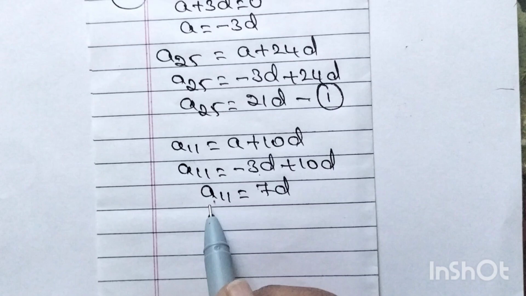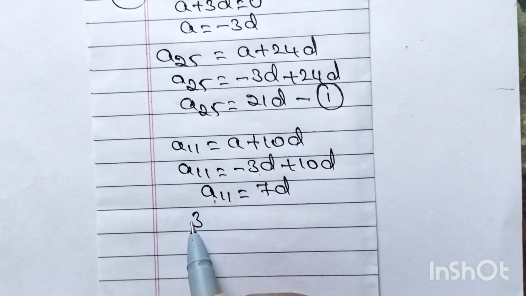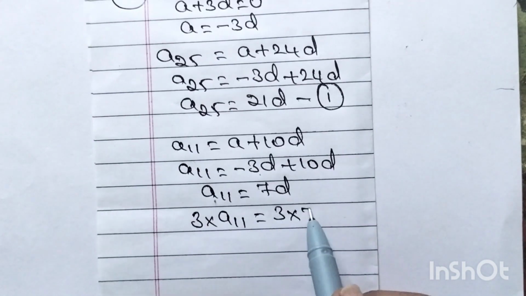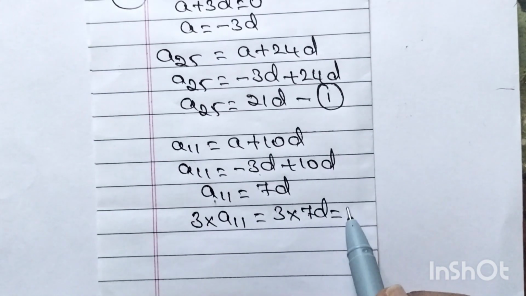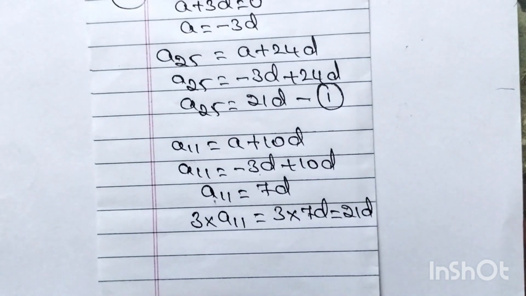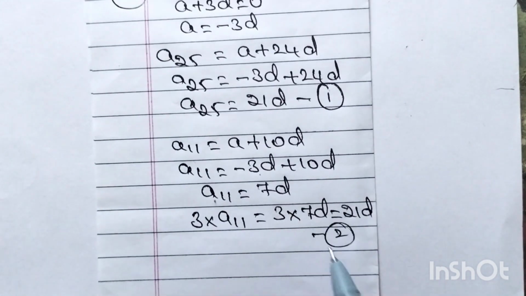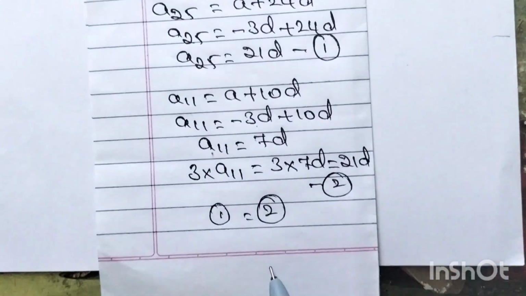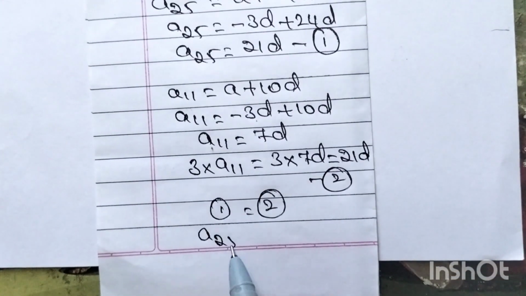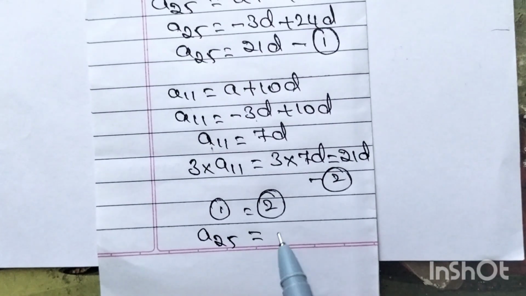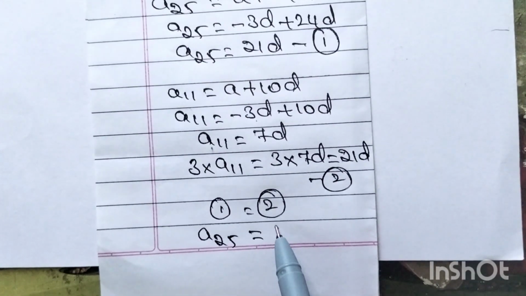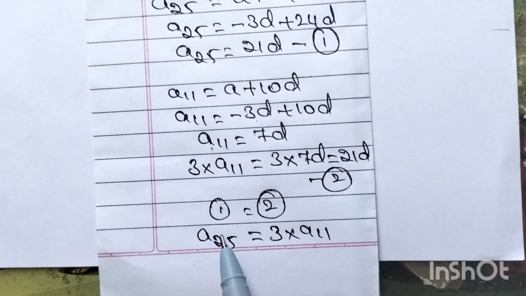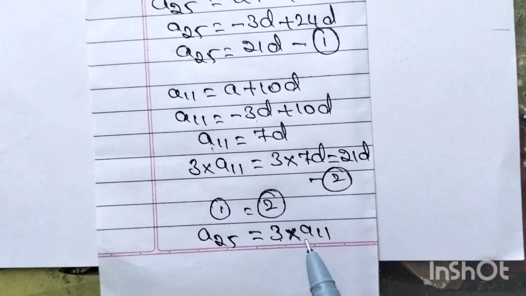So now let us find 3 times A11. So 3 times A11 is equal to 3 into what is A11? 7D. So 7 3s are 21D. So you call this equation 2. So equation 1 is equal to equation 2. Equation 1 is the 25th term, equation 2 is 3 into A11. That is, the 25th term of an AP is 3 times the 11th term.